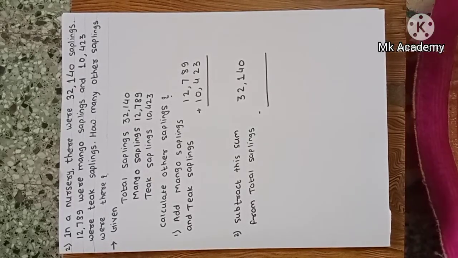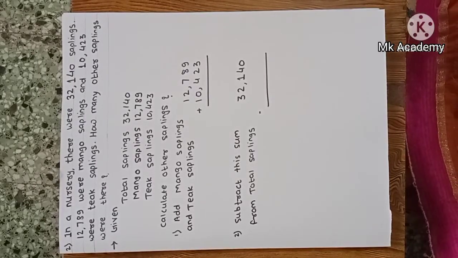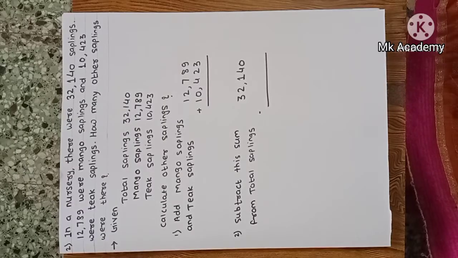In a nursery, there were 32,140 saplings. 12,789 were mango saplings and 10,423 were teak saplings. How many other saplings were there?